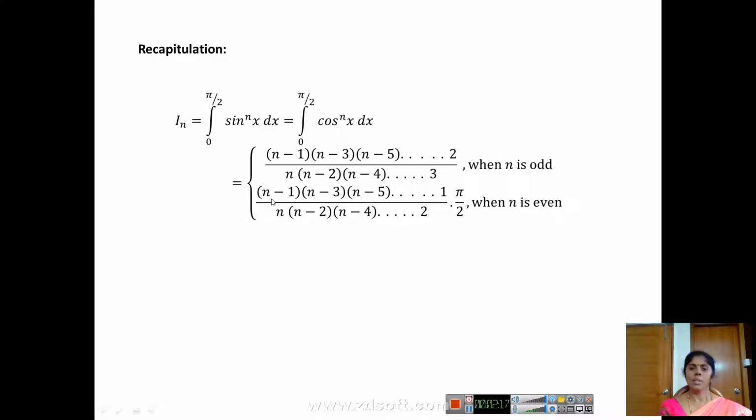Similarly, we can give the formula for integral 0 to pi by 2 sine to the power n of x dx and integral 0 to pi by 2 cos to the power n of x dx. Both have the same formula, that is (n minus 1) by n into (n minus 3) by (n minus 2) into (n minus 5) by (n minus 4) up to the multiple 1 by 2, and at the end we multiply by pi by 2 when n is even.